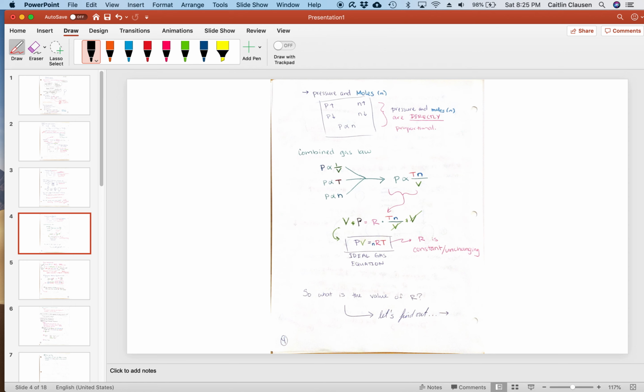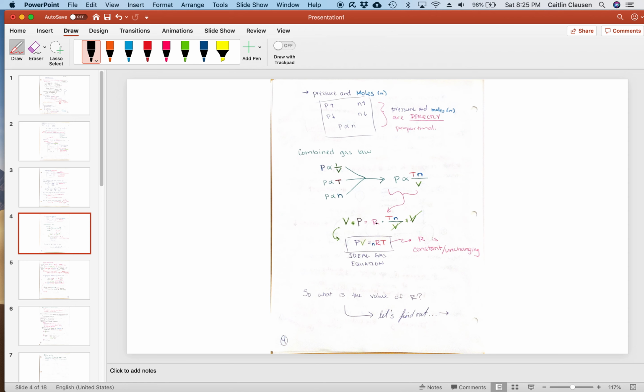We combine those three relationships. Pressure inversely related to volume, 1 over volume, pressure directly proportional to temperature, and pressure directly proportional to the moles of the gas. I just took pressure and related it to everything at once, so temperature and moles have to be on top because they're directly proportional, and then I put the volume on the denominator because it is inversely proportional to pressure. This is the basis for the ideal gas law.